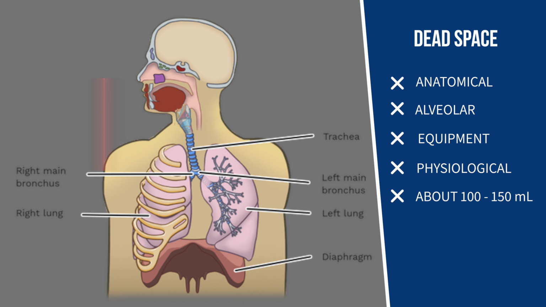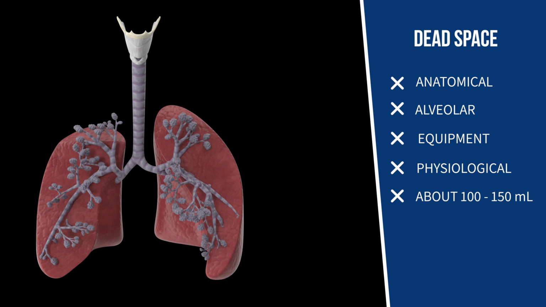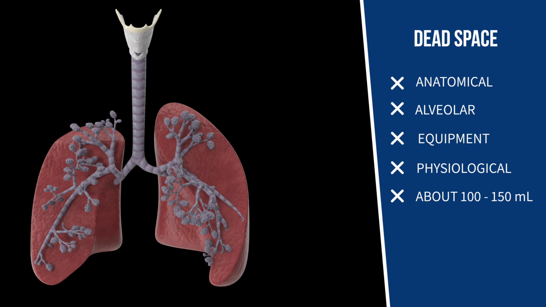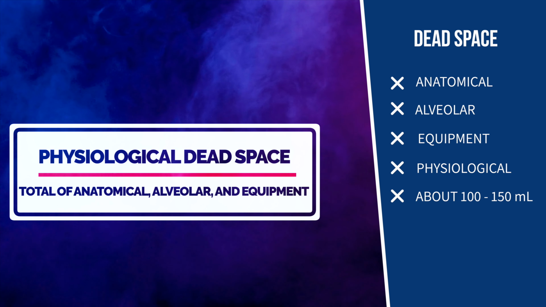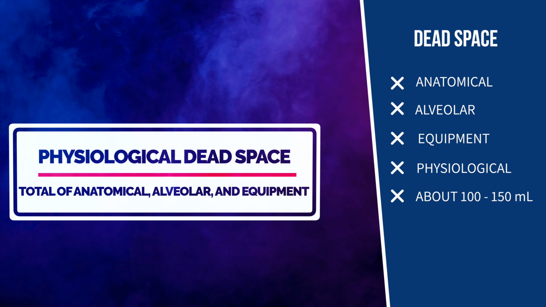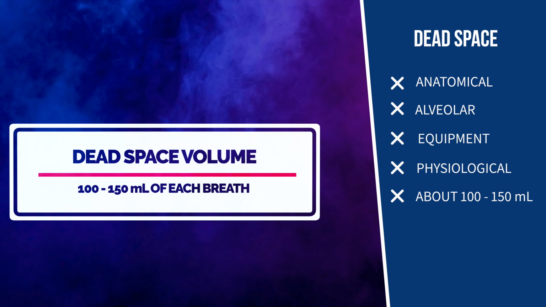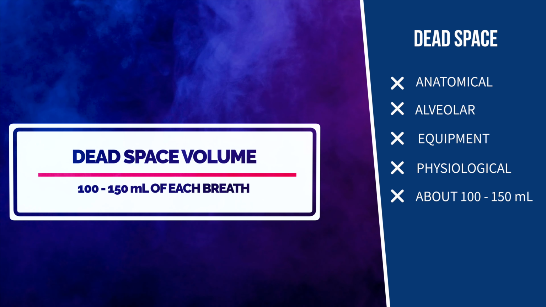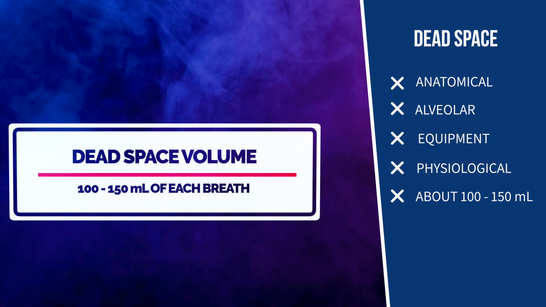Anatomical dead space is located in the upper airways, while alveolar dead space is the volume of air in contact with non-perfused alveoli. Equipment dead space includes the ventilator circuit, endotracheal tube, and any supplies leading to the airway that does not participate in gas exchange. Physiological dead space is the total of all the dead space. Depending on who you ask, dead space volume equals about 100 to 150 milliliters of gas that does not interact with the alveoli with each breath.